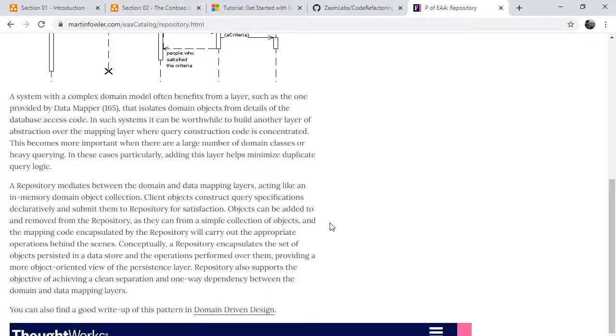I'll give away the answer. It is the update function. A repository should not have an update function inside it. Why?